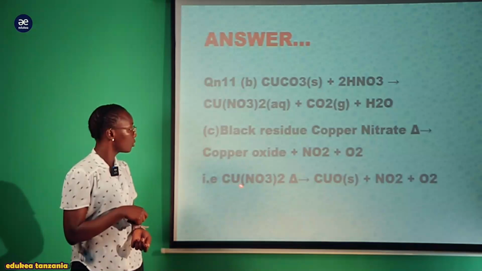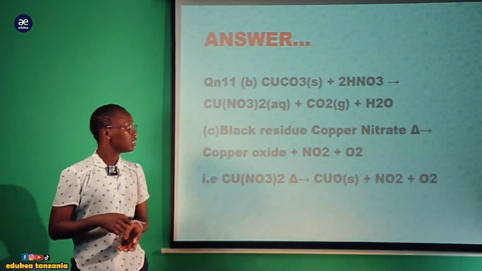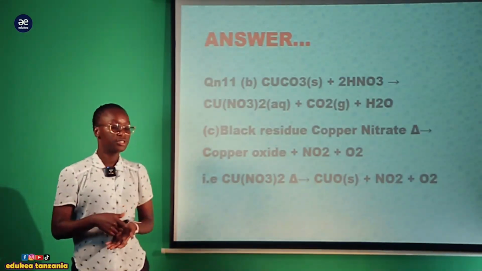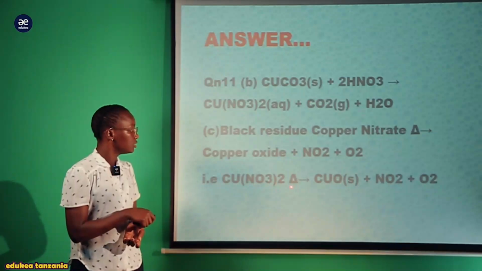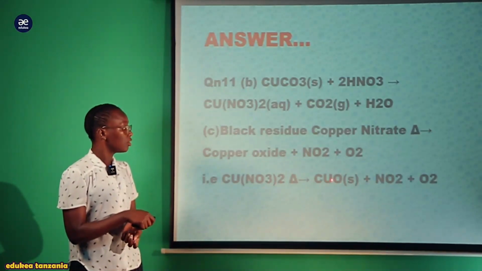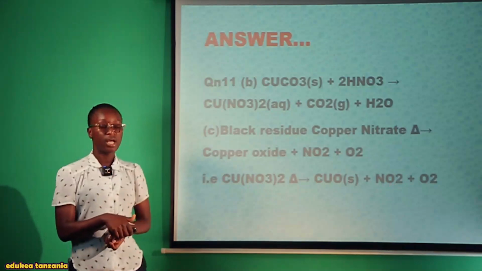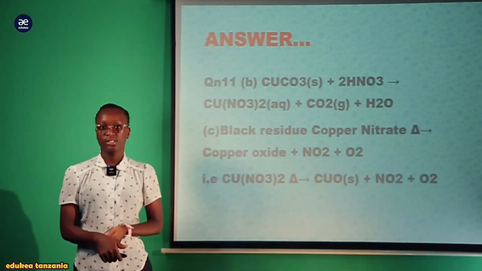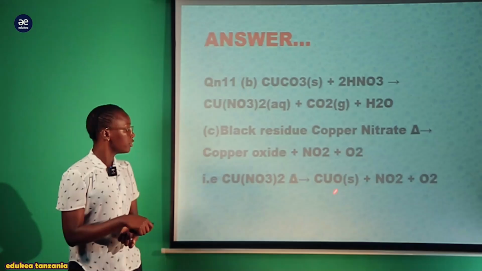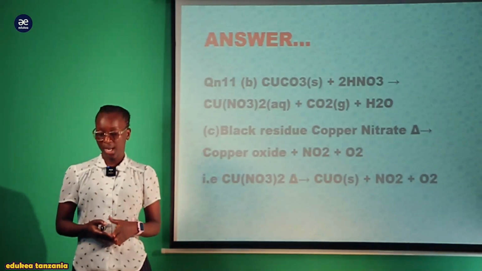Therefore balanced chemical equation ya decomposition ya hii black residual copper nitrate itakuwa ni copper nitrate ana dissociate, tunaenda kupata copper oxide ambayo ni solid, lakini tunaenda kupata gas of nitrogen dioxide as well as oxygen gas. So mwanafunzi atakiwa aonyeshe hivi, a balance vizuri equation yake, and therefore anapata marks zake zote.